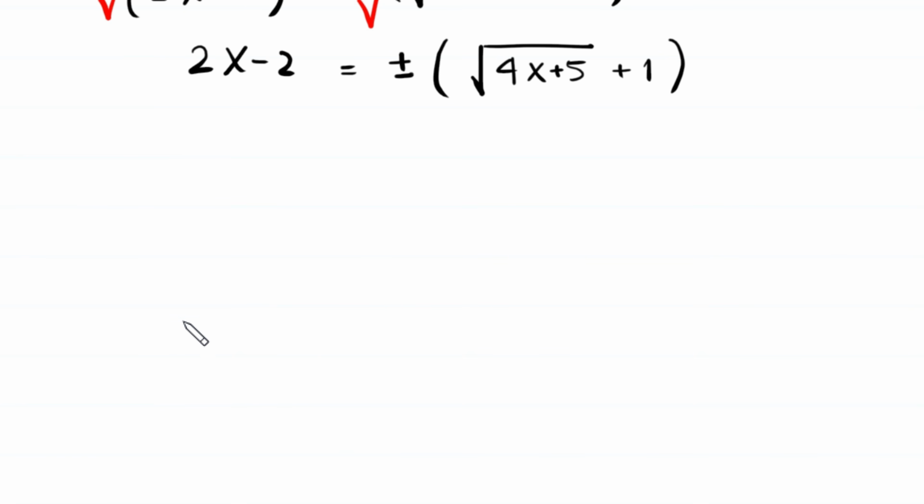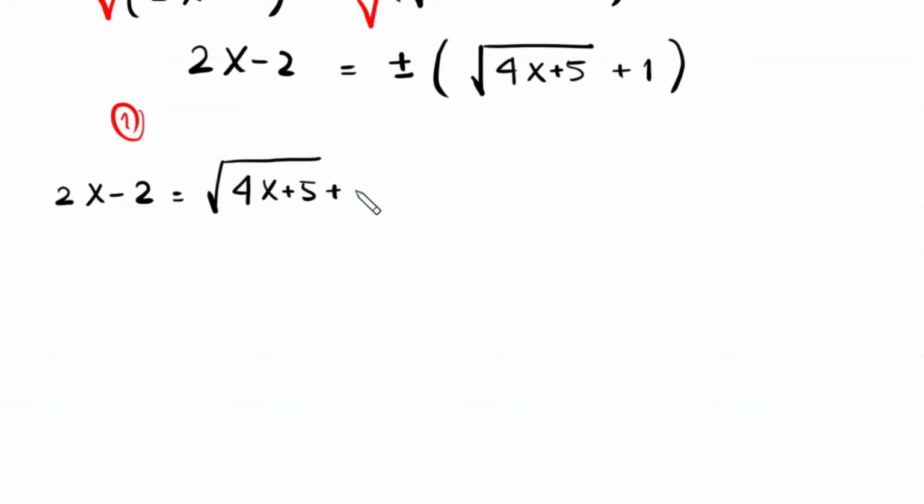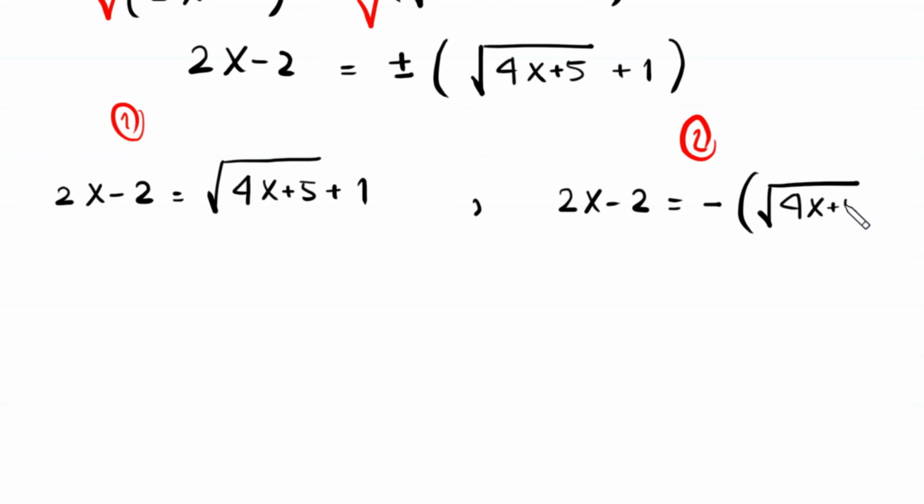It means that we have two cases. In case number 1, we have 2 times x minus 2 equal to root 4 times x plus 5 plus 1. And in the second case we have 2x minus 2 equal to negative root 4x plus 5 plus 1. First we solve this case 1.